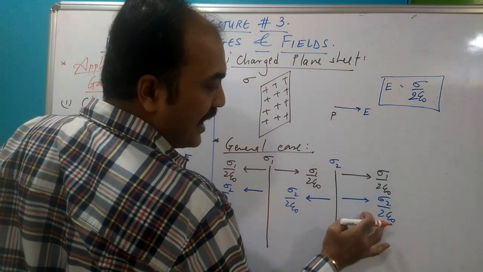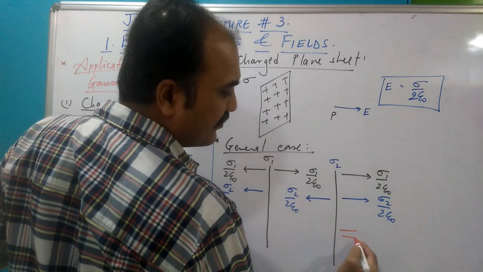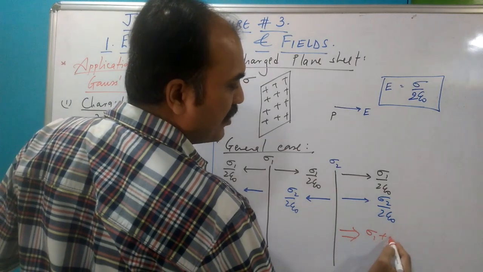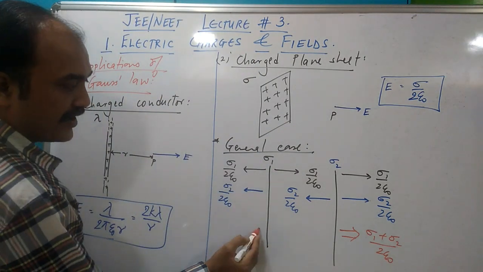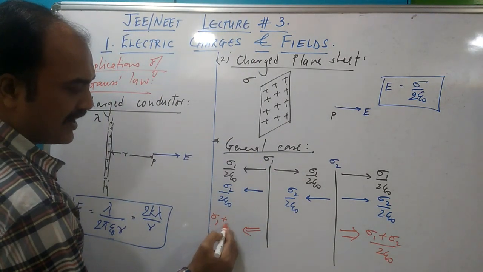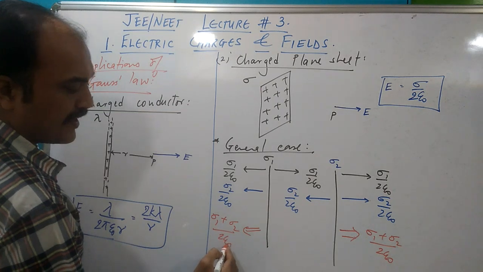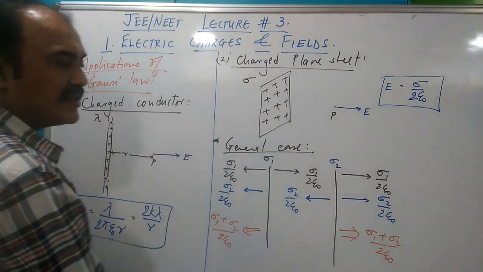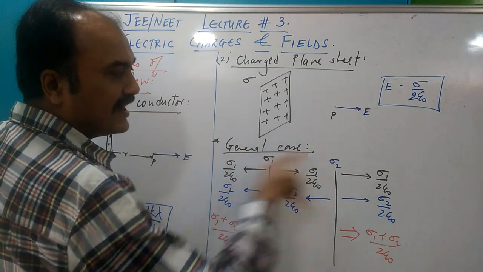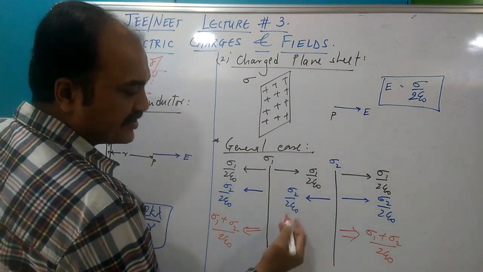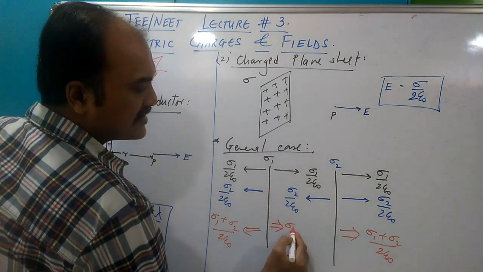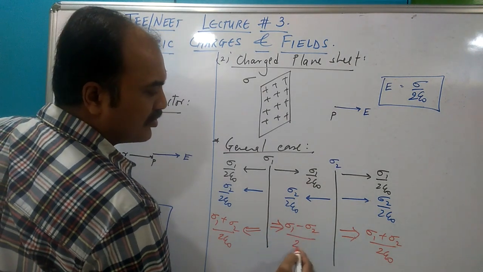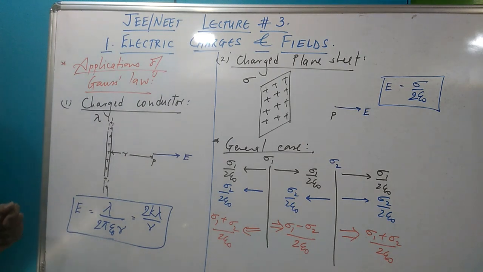Here you can see both arrows are in the same direction, so electric field will add up, which will be sigma 1 plus sigma 2 by 2 epsilon 0. Same here, again they will add up, and in this region between the plates, one is in that direction and the other is in the opposite direction. So the net electric field, let us take sigma 1 bigger, it will be sigma 1 minus sigma 2 by 2 epsilon 0. Very beautiful idea this.